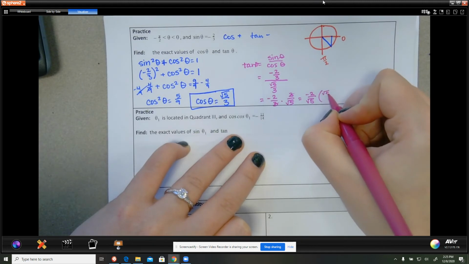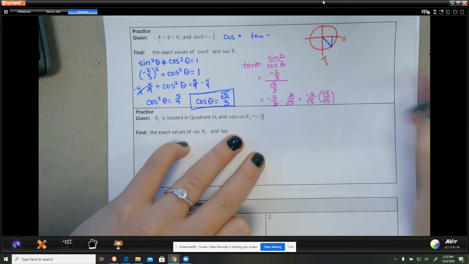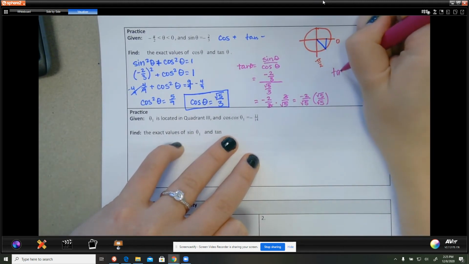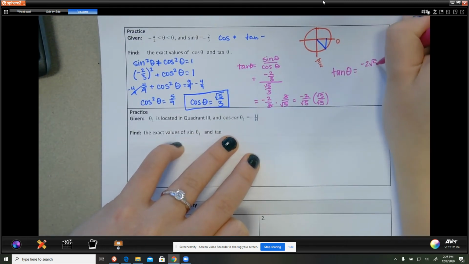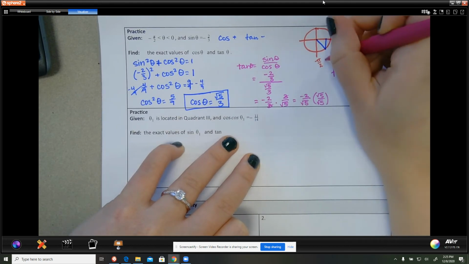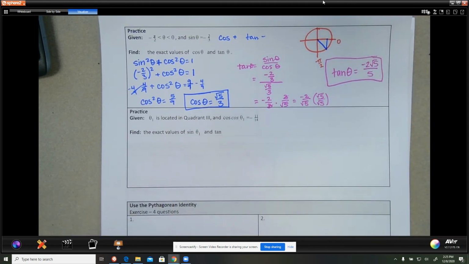So I can multiply by root 5 over root 5 to rationalize that denominator. And we're left with tangent of theta is equal to negative 2 root 5 over 5. Put that thing in a box. Bam.